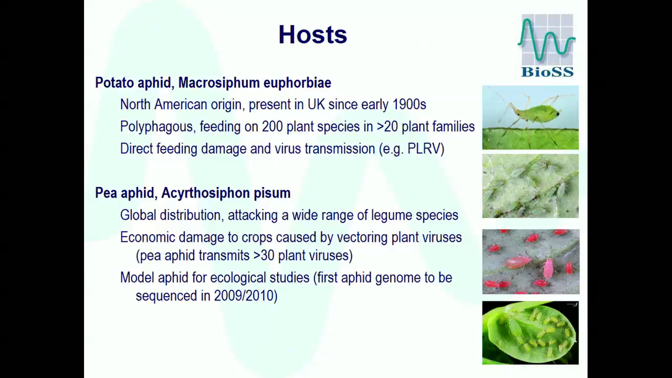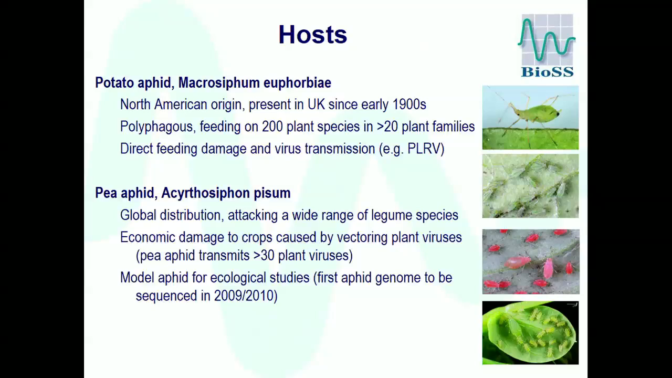But we're also interested in pea aphids, which are globally distributed. Again, they're a bit more specialist. They like legumes. But they do tremendous economic damage to crops, both in terms of damage to productivity, but also in terms of making it impossible to sell various products as well, like domestic damage. They also vector viruses.